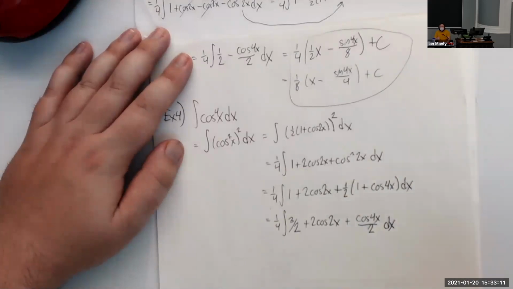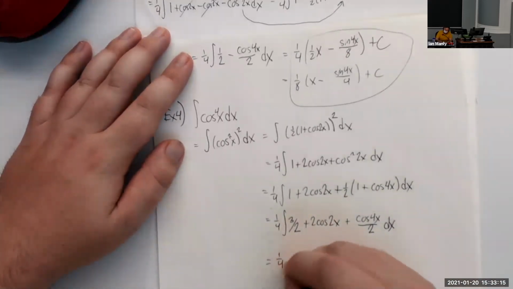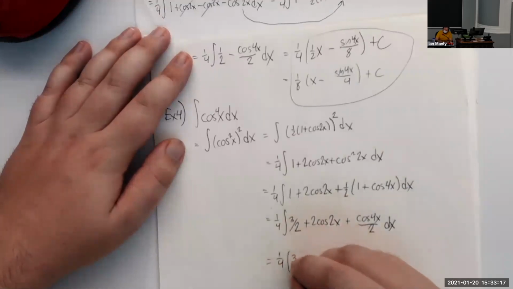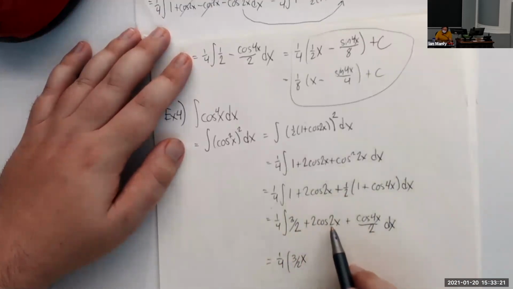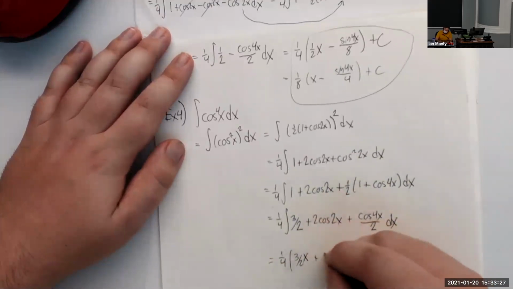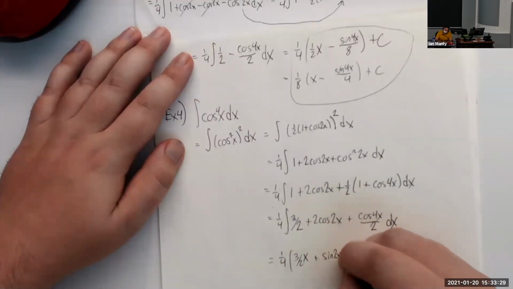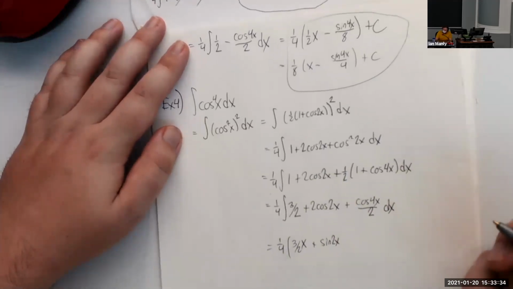So now we're going to integrate. All right, let's see what we get. We integrate this constant to get 3/2 x. And then we integrate this right here. We raise this to be sine, but then divide by 2. That cancels the 2 right here. So we end up with just sine of 2x right here.